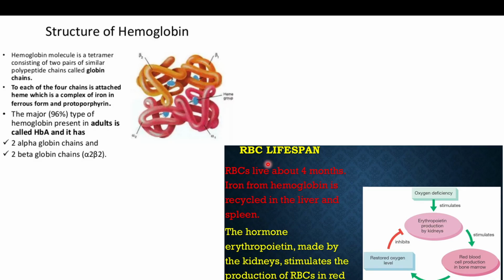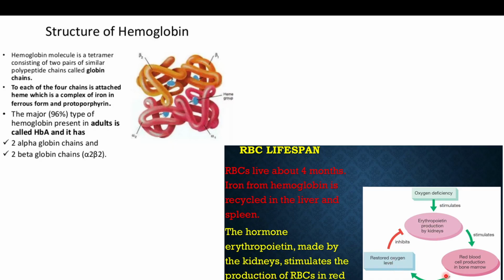Now, if we talk about the lifespan of RBCs, it's approximately 4 months, and iron from hemoglobin present in this heme group is actually recycled in the liver and spleen. Okay. And there is this hormone called erythropoietin, which is actually produced by the kidneys. It helps in the production of RBCs in the red bone marrow.